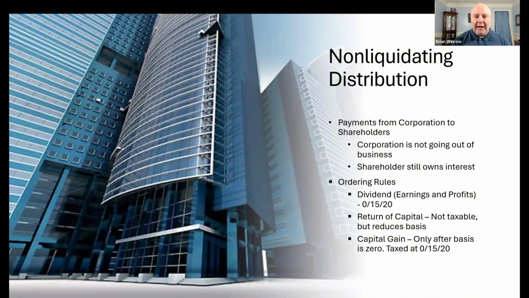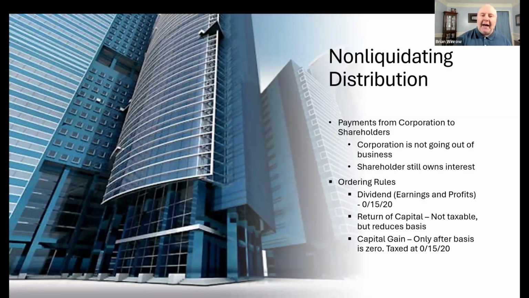Now, when we have a non-liquidating distribution, we have to classify what type of distribution we have. And we're really going to have three options. And there are ordering rules that we have to follow. We don't get to just choose. So the first one is going to be this dividend, right? Now, a dividend is going to be taxed at our preferred rate. If it's a qualifying dividend, we're going to be taxed at either 0, 15, or 20%, far better than our ordinary rate, which could be something as high as 37%.